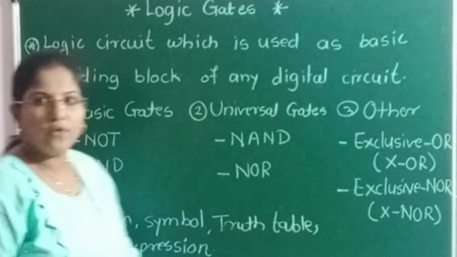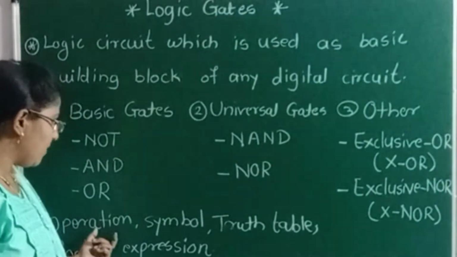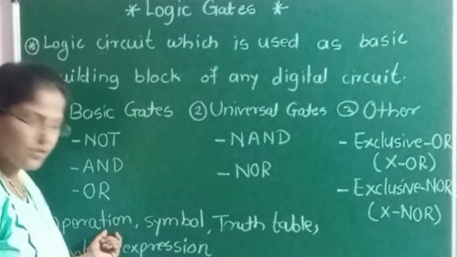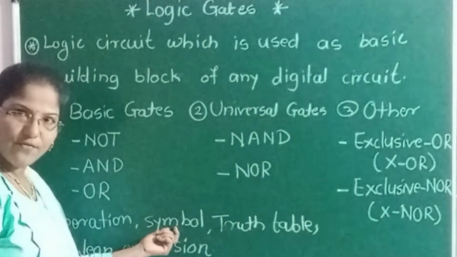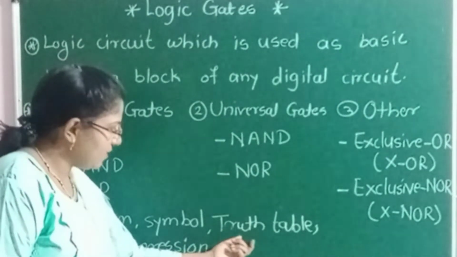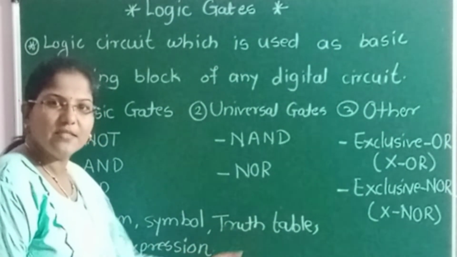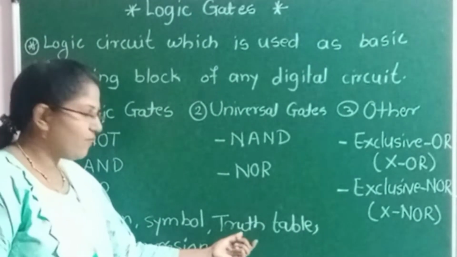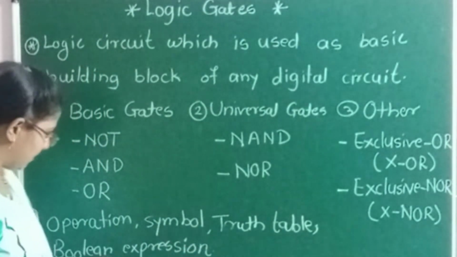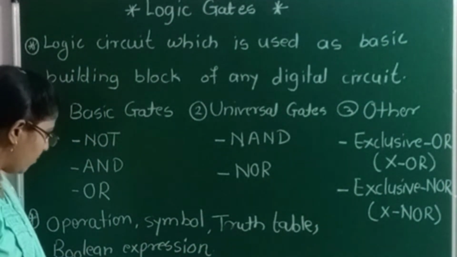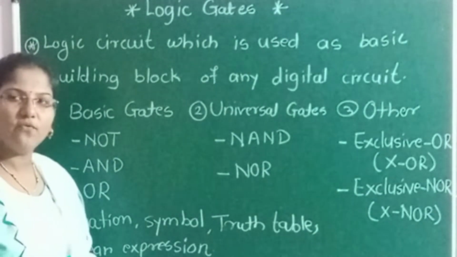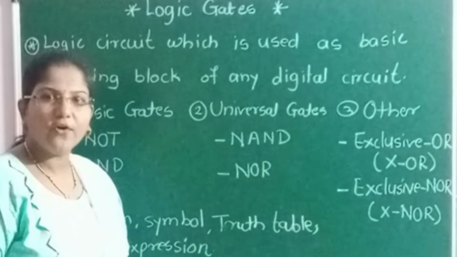So in today's video we are going to see these things. First one is the operation of each gate, for what purpose that particular gate is used. Next one is what is the symbol of the gate. Then next one is the truth table. So what is the truth table of any gate? Truth table is nothing but the combination of all the inputs and the output for all those input combinations. And the last one is we are going to see the Boolean expression for each gate.